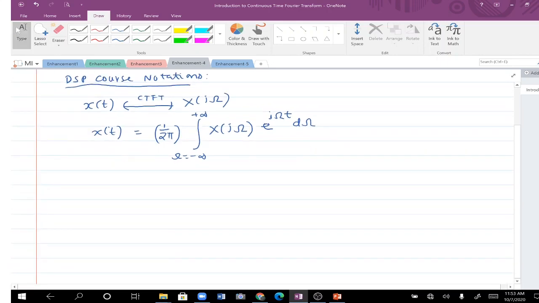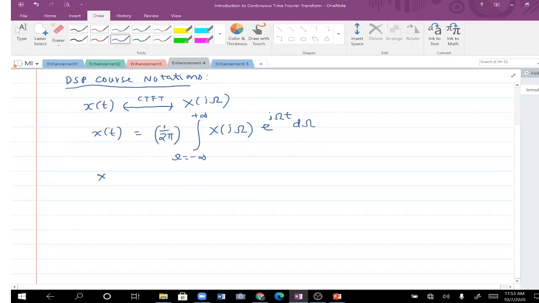Now the Fourier transform X(jω), how do you represent that? You vary the t value from minus infinity to plus infinity, x(t) into e^(-jωt) dt.